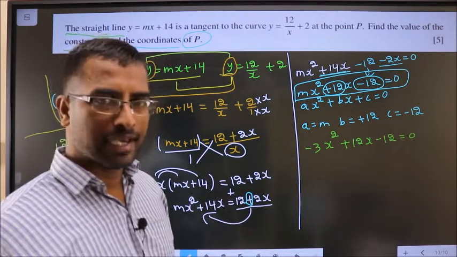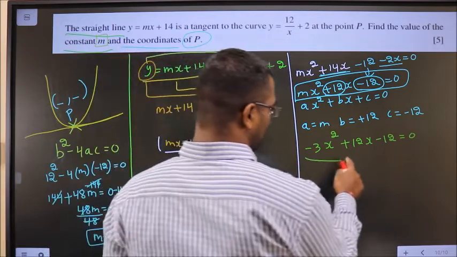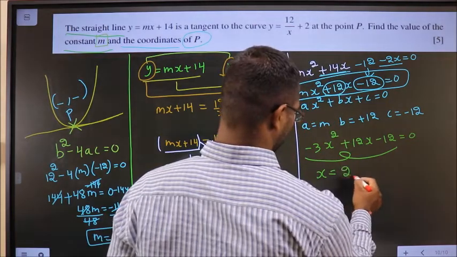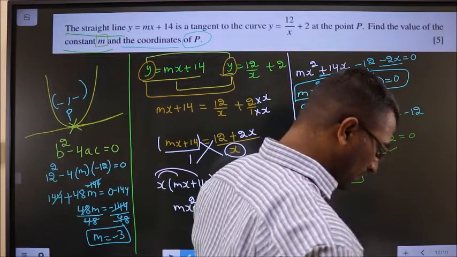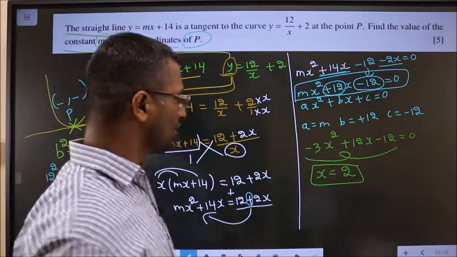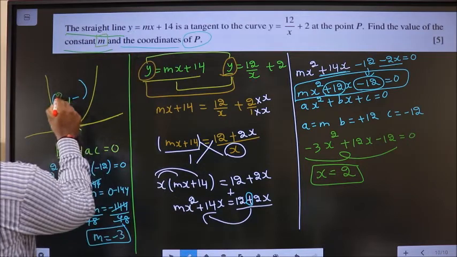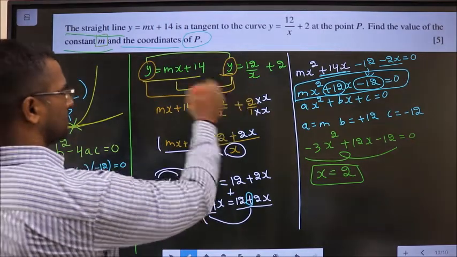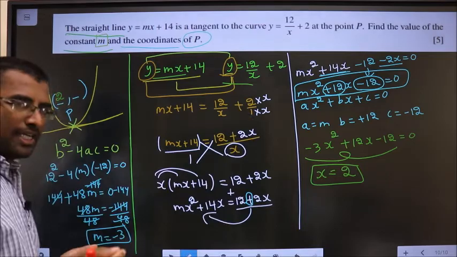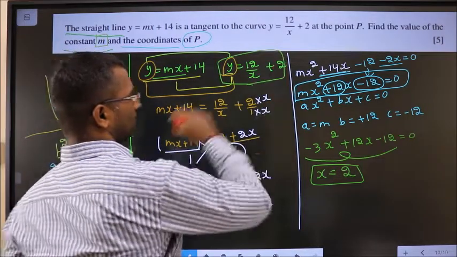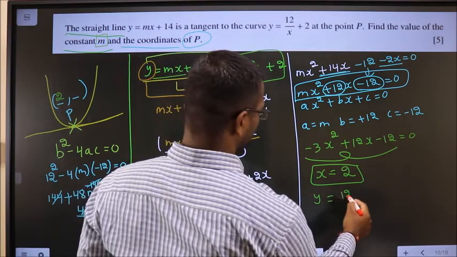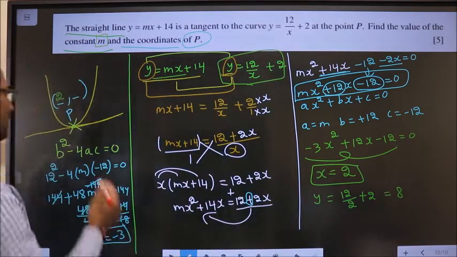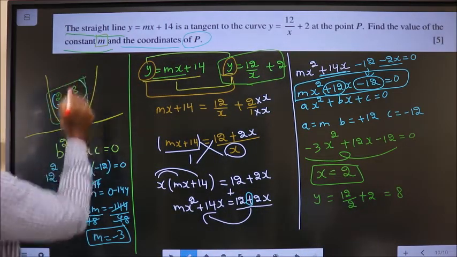Now, since calculator is allowed, put this in the calculator. You get the x value to be 2. Now, you should also get the y coordinate for P. So where will you replace x equal to 2 to get y? Either in this or in this. In any of them you put, you get y. I replace in this. So y is equal to 12 by 2 plus 2. That is nothing but 8. So coordinates of P is nothing but 2, 8. So we have found.